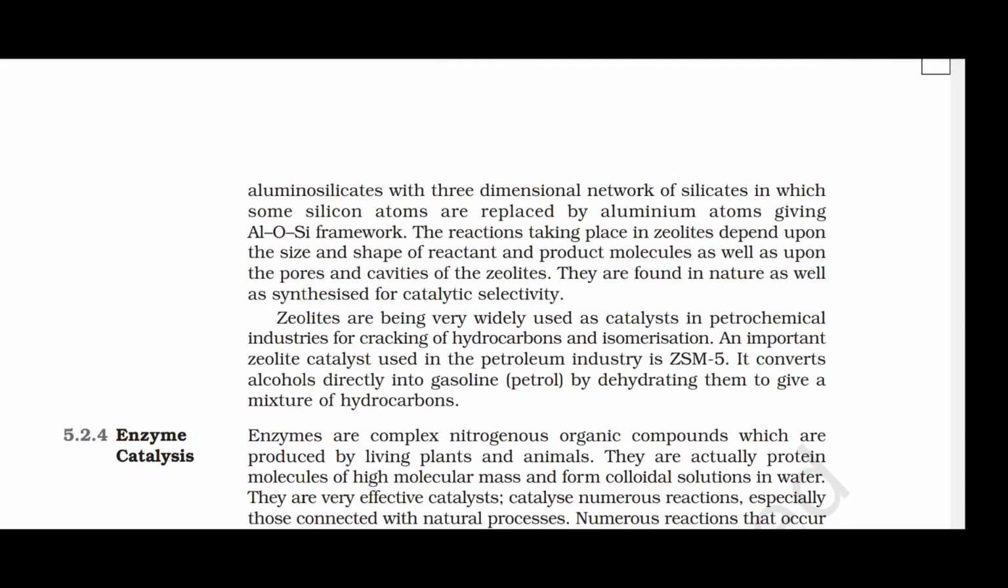Zeolites are being very widely used as catalyst in petrochemical industries for cracking of hydrocarbons and isomerization. An important zeolite catalyst used in petroleum industry is ZSM-5. It converts alcohols directly into gasoline, petrol, by dehydrating them to give a mixture of hydrocarbons.